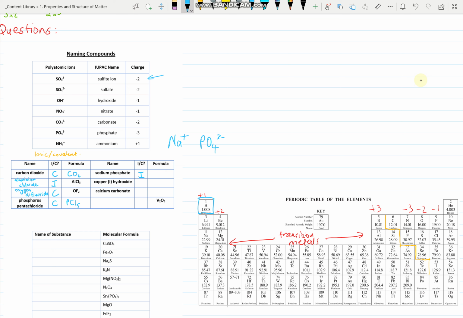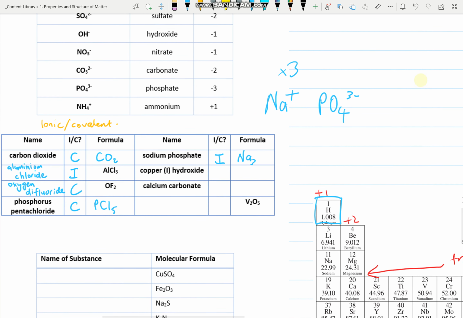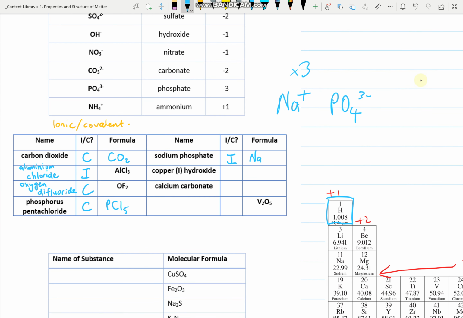And if I have this times 3, from the positives perspective, I'll have 3+, and that will match this 3-. So what I'm saying is I need 3 sodium ions. Let's zoom in on that. 3 sodium ions to match the 1 phosphate. All right? And that's all my working out.